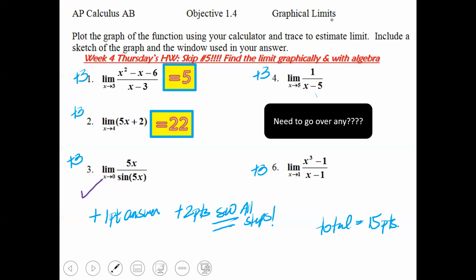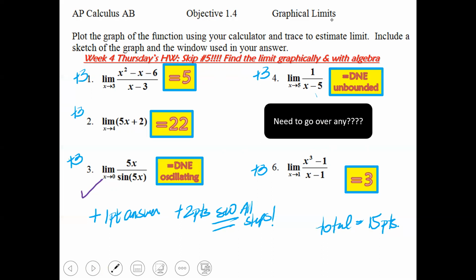You guys had 6 questions, or 5 questions, on your guided notes. These are the answers to them. Some of them you can just do with direct substitution, like this one right here. 5 times 4 is 20, plus 2 is 22. With number 1, you would have to factor the top into x minus 3, x plus 2. On the bottom, x minus 3 cancels, and then it's just going to be x plus 2, so 2 plus 3 is going to result in 5.